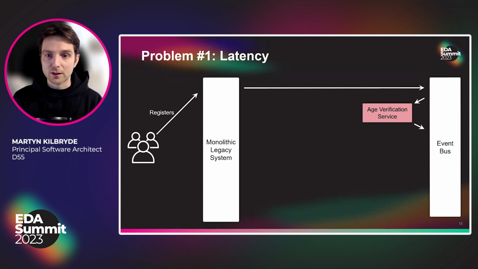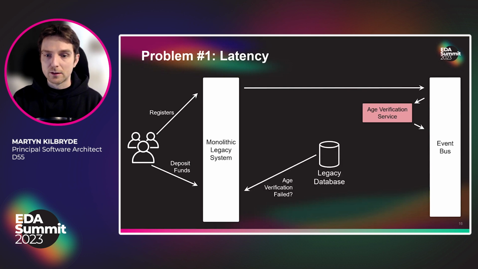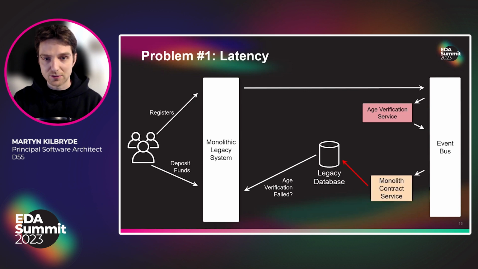Now, at this point, the customer maybe tries to go and deposit some funds to their account so they can play a game. Now, the monolith will go to the database and read the verification result. But there's no failure in the database because in this scenario, at this point in time, we've not yet persisted the result from the verification. So in the background, the event bus is now routing the failure result from earlier to our legacy mimic service, and that's being persisted, but it's too late.